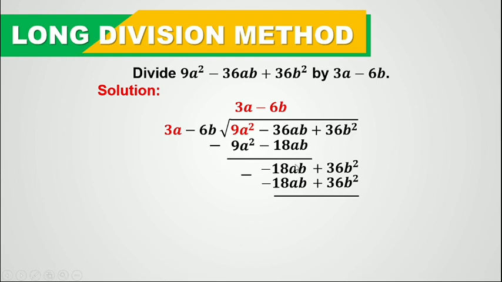So negative 18ab minus negative 18ab, that's 0. 36b squared minus 36b squared, that's also 0. So the answer is 0 for both.